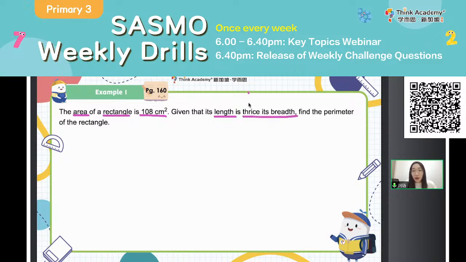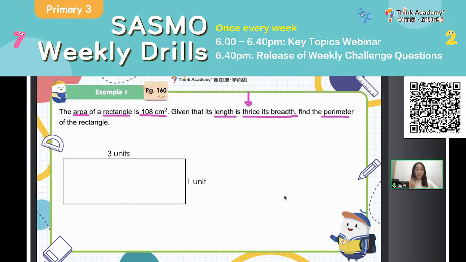Okay, what is the meaning of thrice? Do you know that? Yeah, that means 3 times, okay? So we are looking for the perimeter of the rectangle. So here, maybe I just show you a rectangle here. Since we know that the length is 3 times of breadth, we can just take a breadth as 1 unit and the length as 3 unit.